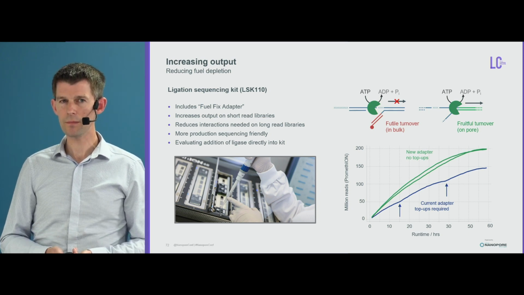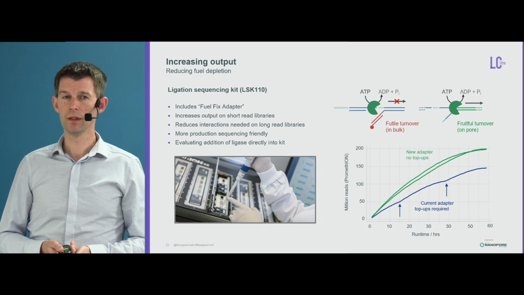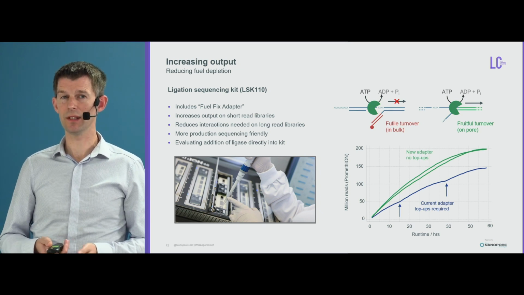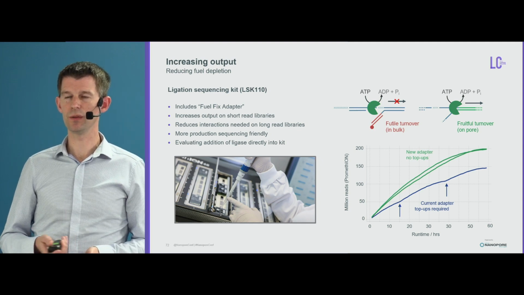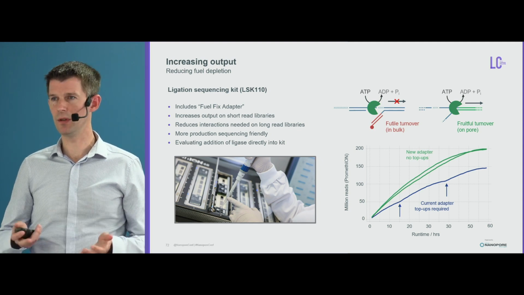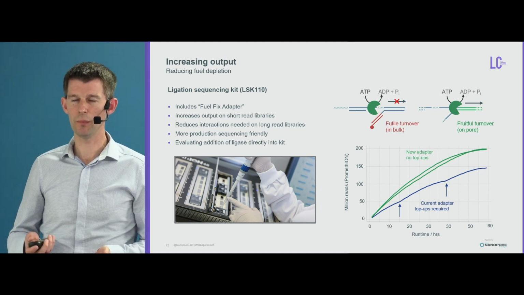We've fixed that. That's coming out in the next month or so with Kit 10. That's where it's coming out first. And this will make it particularly easy for those doing short read libraries where this was a particular issue. But that's going to be gone. No more interaction with the run, no more topping up.